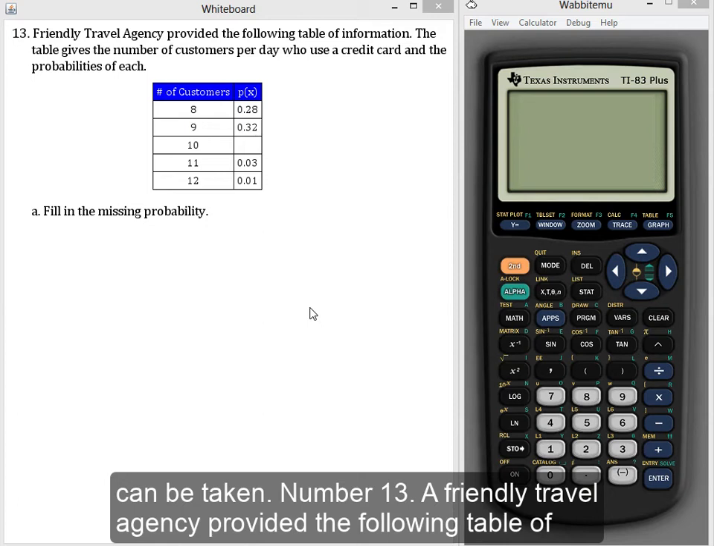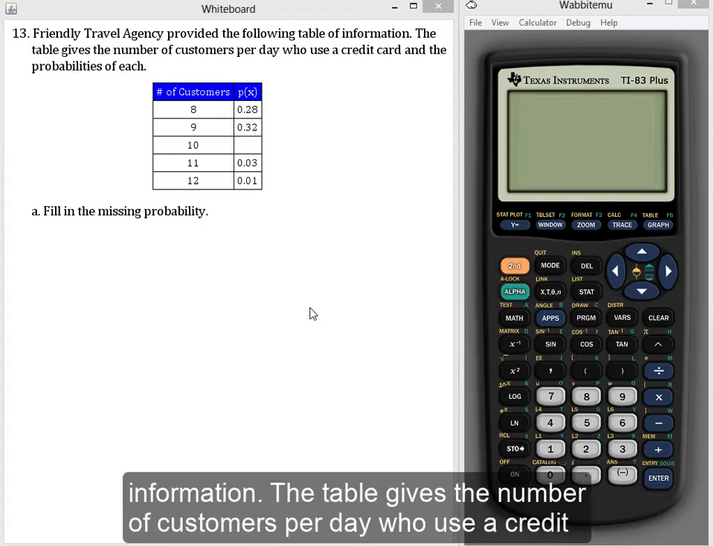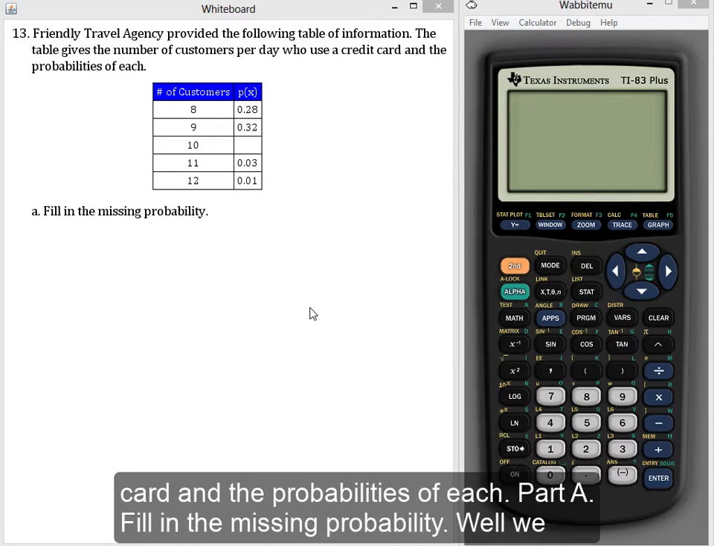Friendly Travel Agency provided the following table of information. The table gives the number of customers per day who use a credit card and the probabilities of each. Part A, fill in the missing probability.